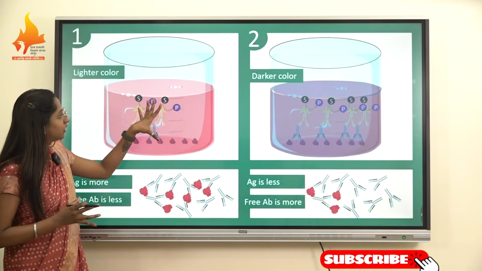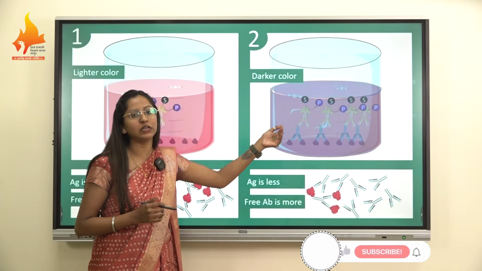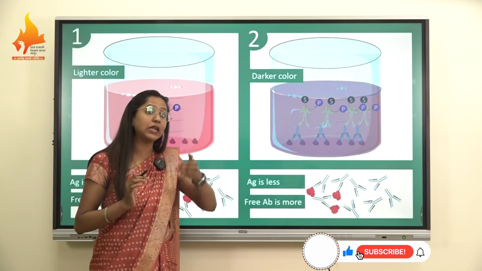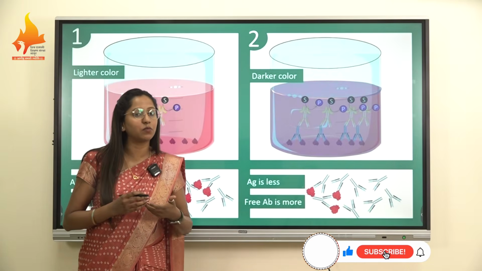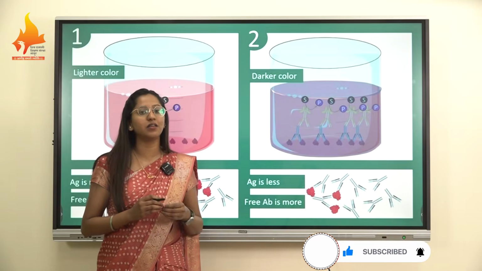So with the help of coloration, this will be your control color, and if a little lighter color arises, that means some amount of antibody is present. Again, lighter color means a greater amount of antibody is present, right? So with the help of this, we have learned here 4 types of ELISA.